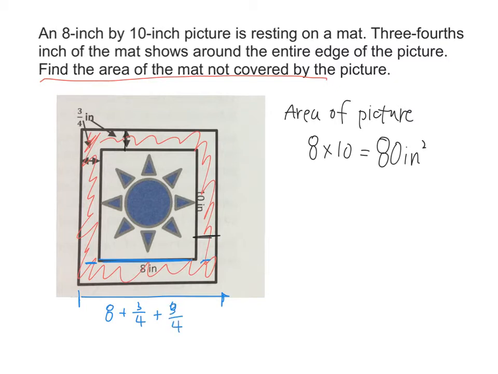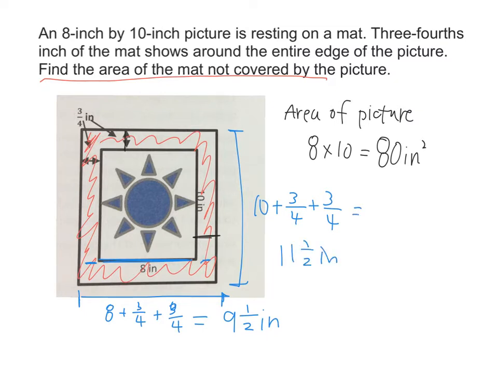Okay. What about from here to here? We have 10 plus 3/4 plus 3/4. So what is 8 plus 3/4 plus 3/4? 9.5 inches. And then what's 10 plus 3/4 plus 3/4? 11.5 inches. So now if we know that the dimensions of the mat are 9.5 by 11.5 inches, can we find the area of the mat? Okay, let's do that. So again, the area of the mat is 9.5 inches by 11.5 inches.